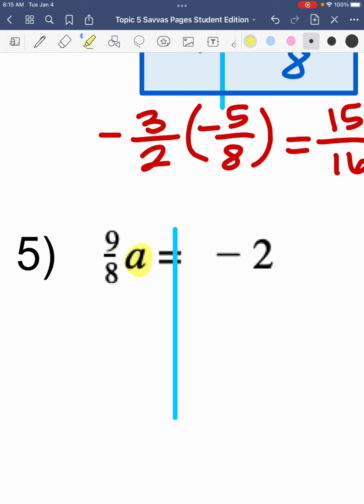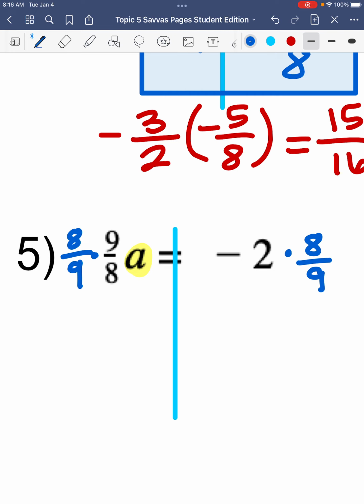How is a connected to 9 over 8? It's connected through multiplication, so I would normally divide. But I'm not going to divide because it's a fraction. And when I divide with a fraction, I really multiply with the reciprocal. So I'm going to multiply with a fraction, but I'm just going to flip it upside down. So the 8 goes to the top, the 9 goes to the bottom. So I'm multiplying by 8 over 9. And I'm going to do that on both sides.